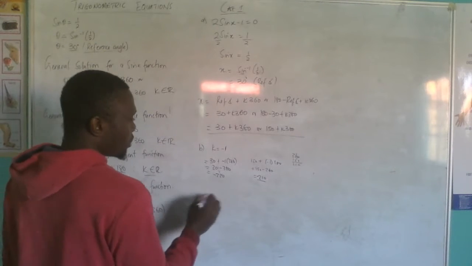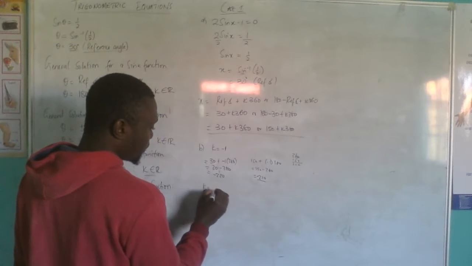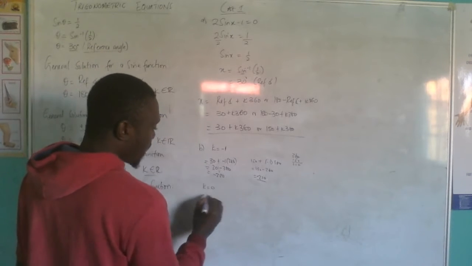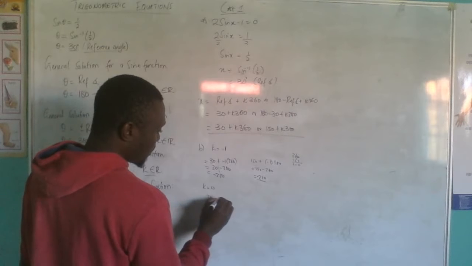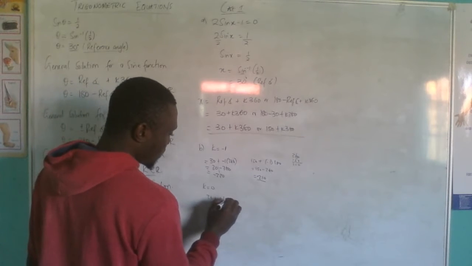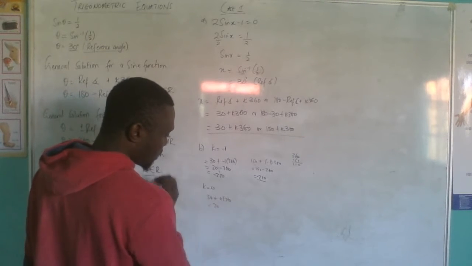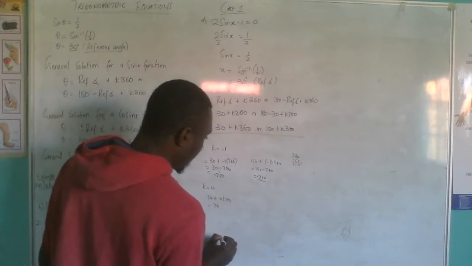So I still continue to k equals 0. If k is 0, then 30 plus 0 times 360 will give me 30. So you're doing this on the calculator.